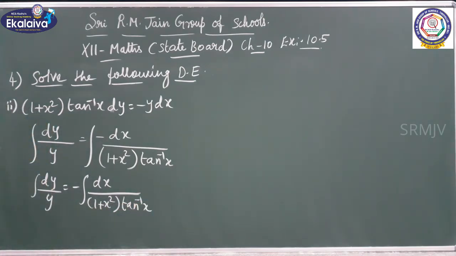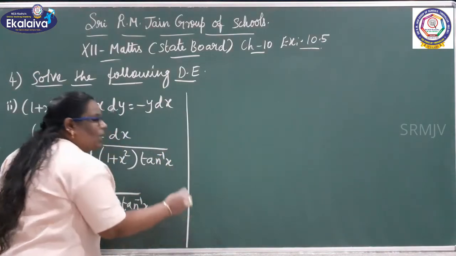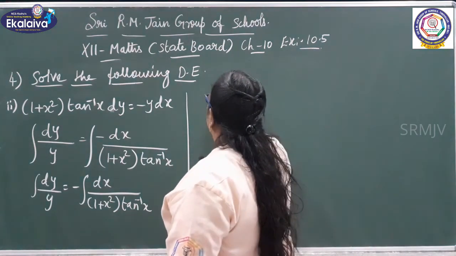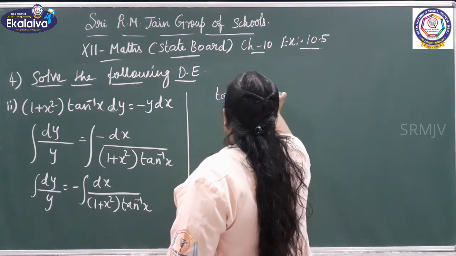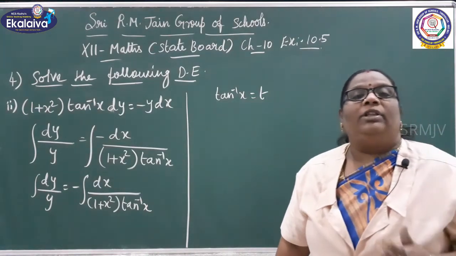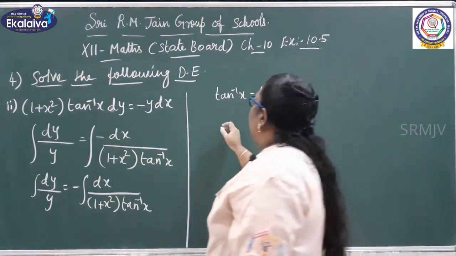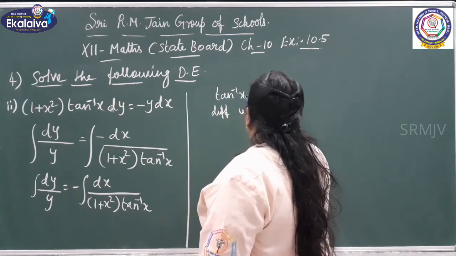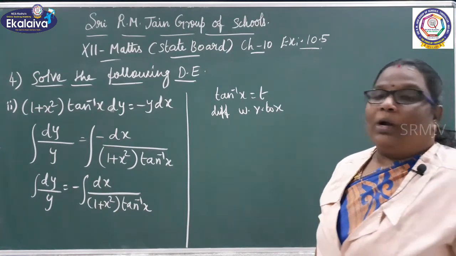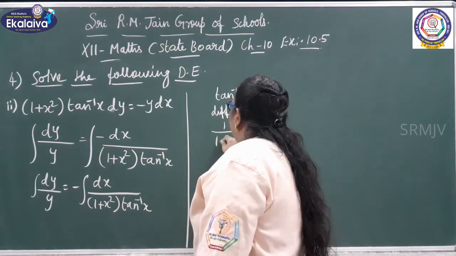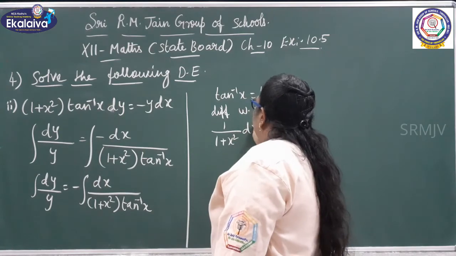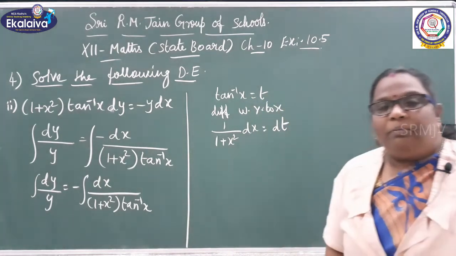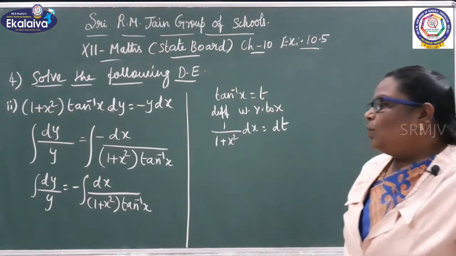Now you can take tan inverse of x equal to t. Differentiate with respect to x. Tan inverse of x equal to t gives 1 by 1 plus x square into dx equal to dt.